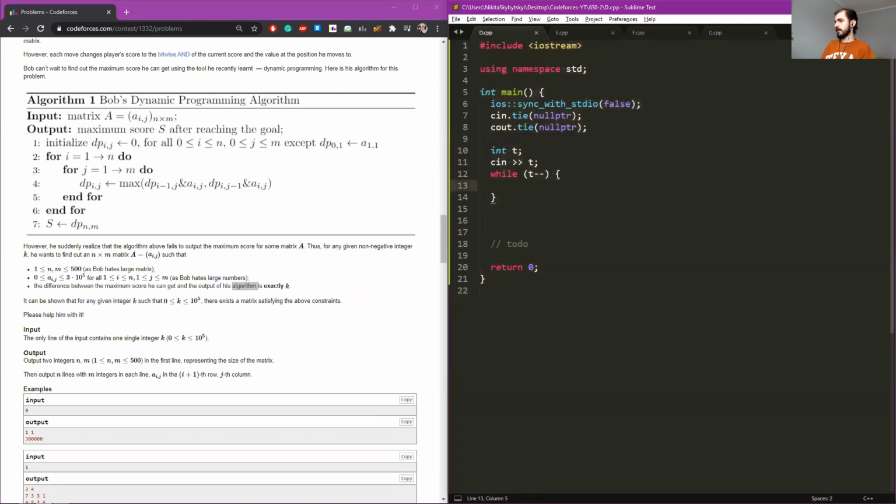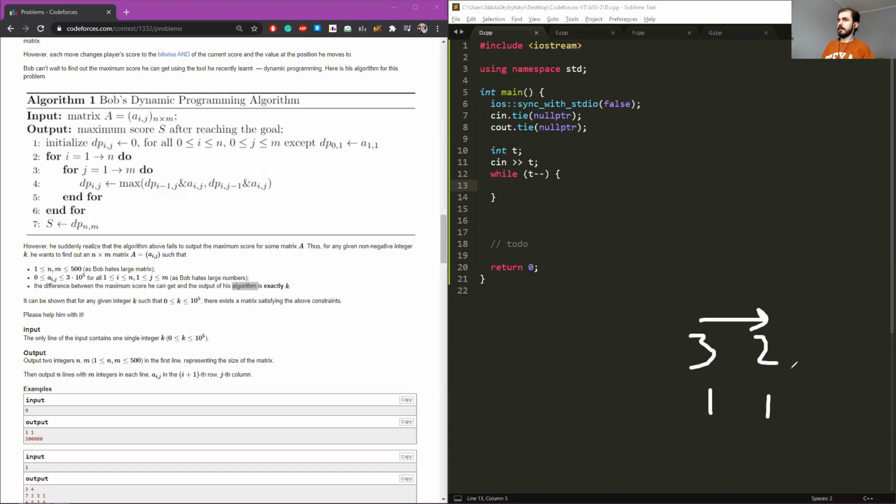I mean, like one example that I had in mind was the following. Like we have, for example, 3 here, 2 here, 1, 1, right? And it's like the first optimal way is to go here, right? No?